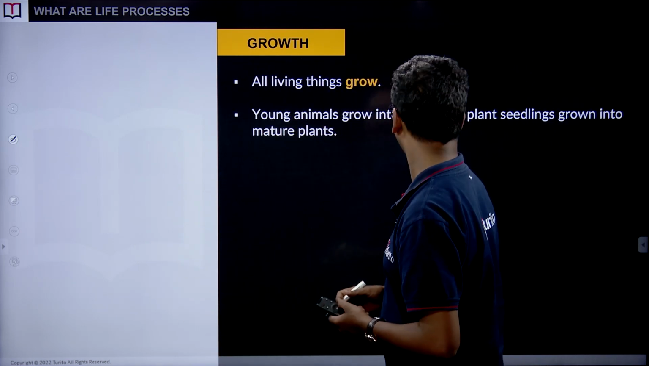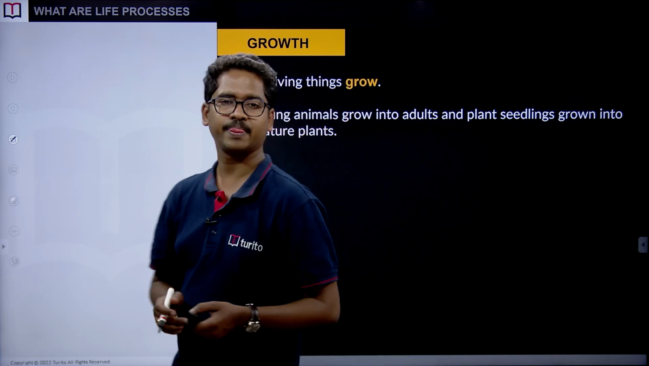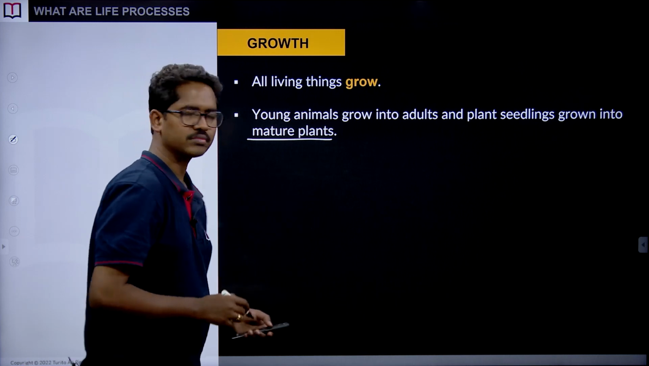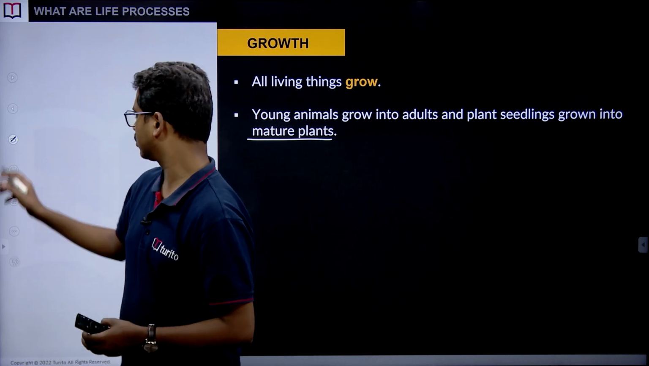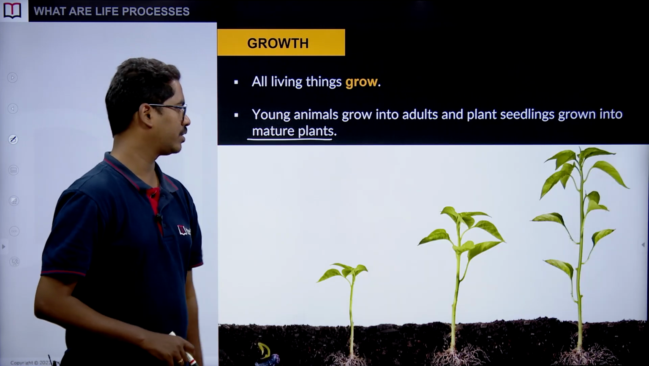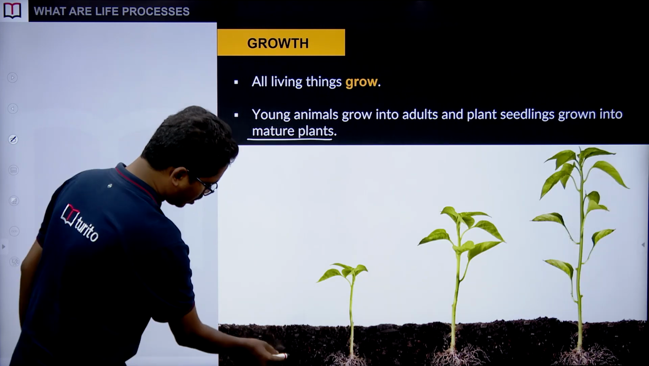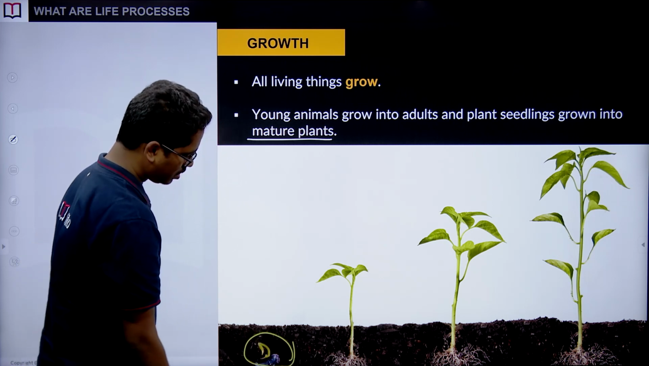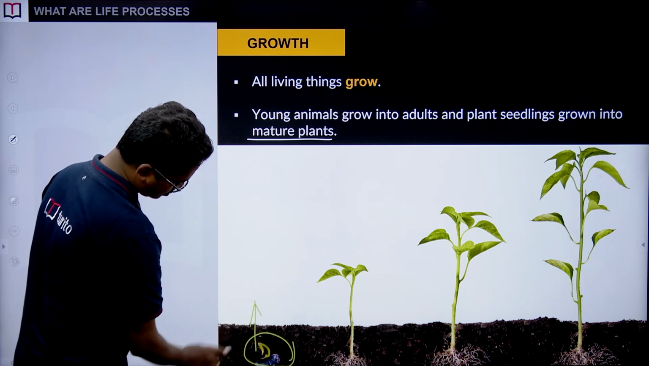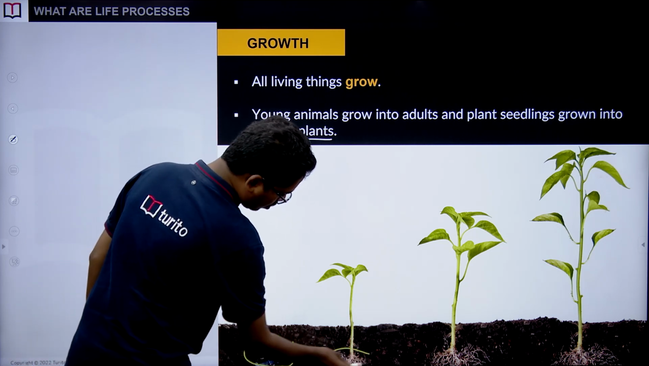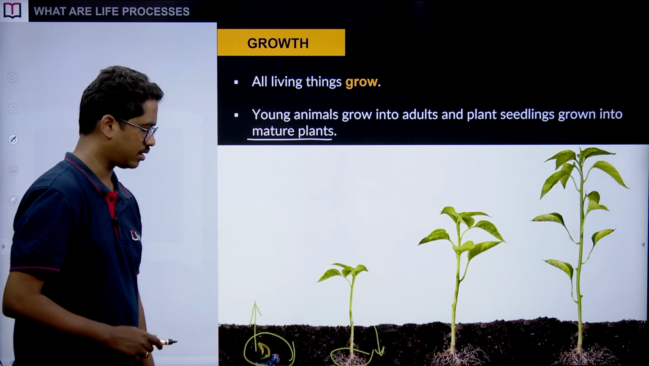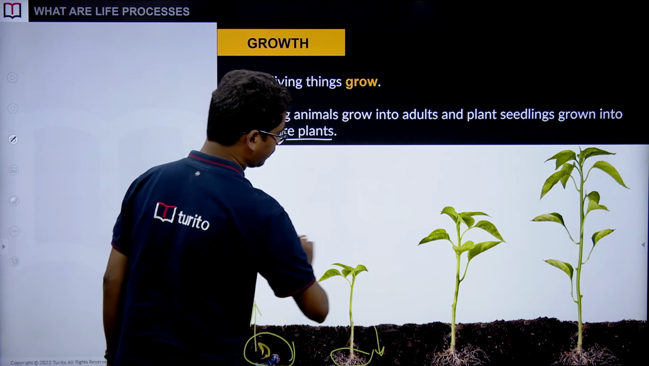So, you see young animals growing to adults, and we have plants, seedlings grown into mature plants, that is quite common. So, that is the kind of growth we see, young animals grow into adults, and this is what I was saying, the seed over here, it germinates, you see it is germinating, the shoot is always moving up, okay, and the roots always move down. That is a common thing we see here.